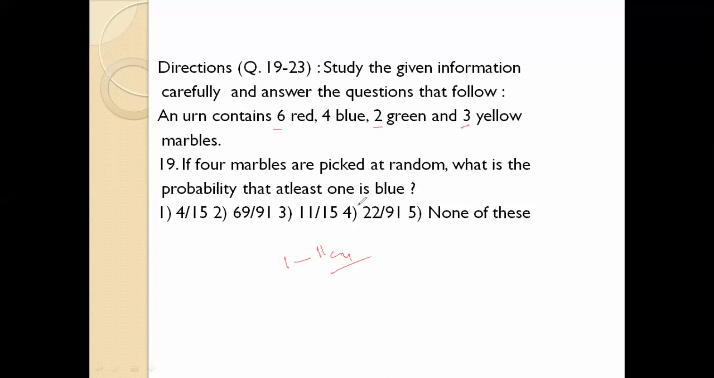11C4 divided by 15C4. Total is 15, so 15C4. 11C4 value is 11 factorial by 4 factorial into 7 factorial. 11 into 10 into 9 into 8, the 7 factorials get cancelled, divided by 24. 8 threes are 24, 3 ones are 3, 3 threes are 9... we get 330. Then 1 minus 330.